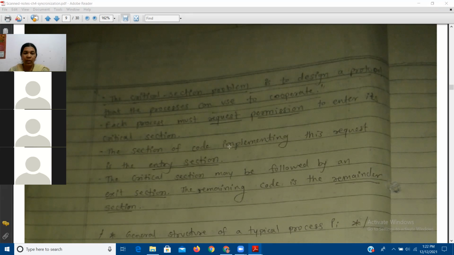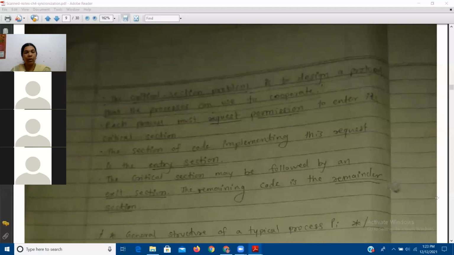So the section of code implementing this request is called an entry section. The critical section may be followed by an exit section. So once the use of the common resource is over, the process has to go to the exit section. So exit and entry are with respect to the critical section. If I want to enter the critical section, I have to execute the code related to the entry section. And once my use is over, I need to release that resource, and to release that resource I have to execute the code which is present in the exit section. So the remaining code is the remainder section.